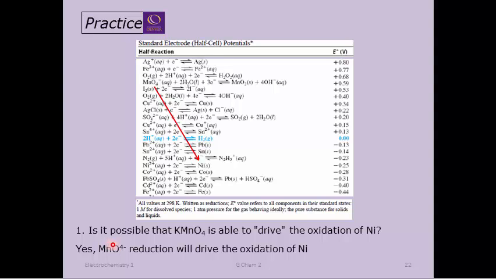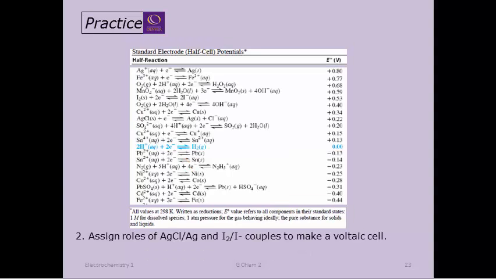although you have to be a little careful with that when it comes to something that's in a coordinate covalent complex. So the second question, let's assign the roles of the silver chloride silver couple and the iodine iodide couple. So once again, the one that's going to undergo reduction is going to be farther to the left and up, so that's iodine. So therefore that's the cathode, because remember that's where reduction takes place. And that's going to drive an oxidation that is to the right below, which in this case is only a couple lines below. It's silver solid going to silver chloride.